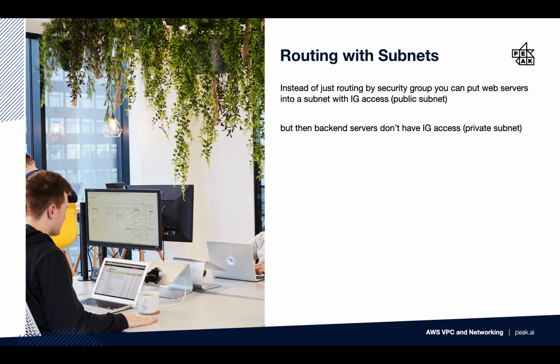So instead of just routing by security groups, you can put web servers into a subnet that has internet gateway access. So this is what we would call a public subnet. But then the backend servers don't need that internet gateway access. They only need access to the traffic that comes from the web servers. So you put those in what we call a private subnet that doesn't have access to the internet. So you can't get into the backend servers from the outside world.